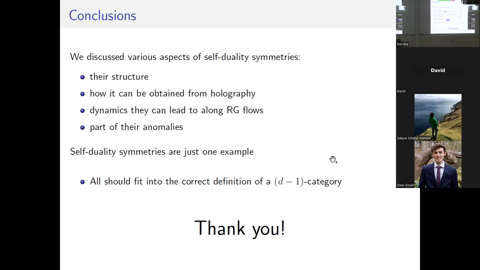So the question is, in your second, it classifies the Lagrangians. So yes, so.